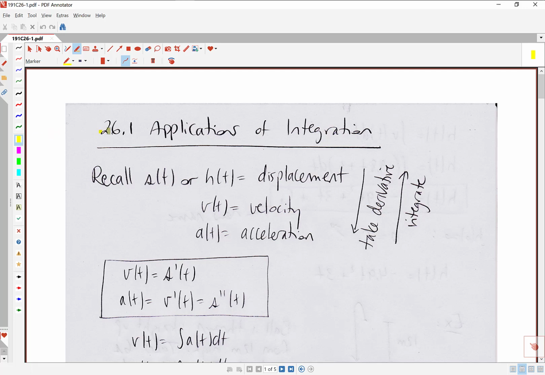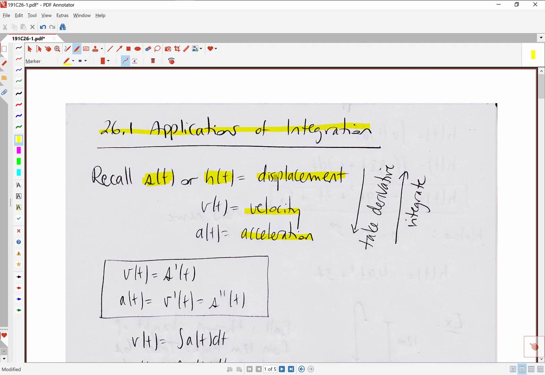In this video, we're going to look at applications of integration, and specifically we're going to talk about displacement, velocity, and acceleration. So let's talk about displacement first. We could represent displacement by s of t, particularly if we were talking about displacement horizontally, or you might represent displacement by h of t and call that the height. We'll see both situations in various examples in this video.